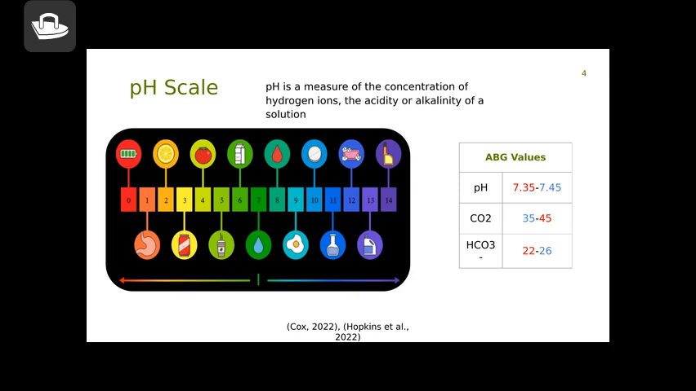Now bicarb, normal levels in the blood are 22 to 26. So if I have a low bicarb level, bicarbonate is basic, my blood's going to be more acidic because there's less base in the blood. And anything above 26 means there's more base, more bicarbonate, in the blood.